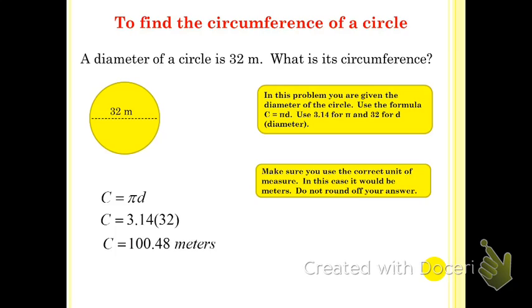A diameter of a circle is 32 meters. What is its circumference? In this problem, you are given the diameter of the circle. Use the formula circumference C is equal to pi times d. Use 3.14 for pi and 32 for d, or the diameter. Make sure you use the correct unit of measure. In this case, it would be meters. Do not round off your answer. The circumference of this circle is equal to 100.48 meters.